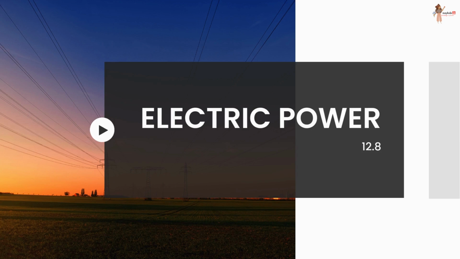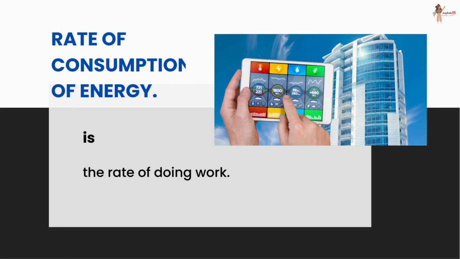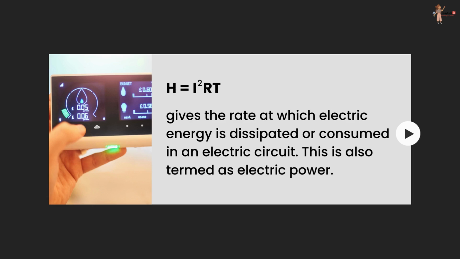The last topic of this interesting chapter is electric power. We know that the rate of doing work is power. This is also the rate of consumption of energy. H equal to I square RT gives the rate at which electric energy is dissipated or consumed in an electric circuit. This is also termed as electric power.